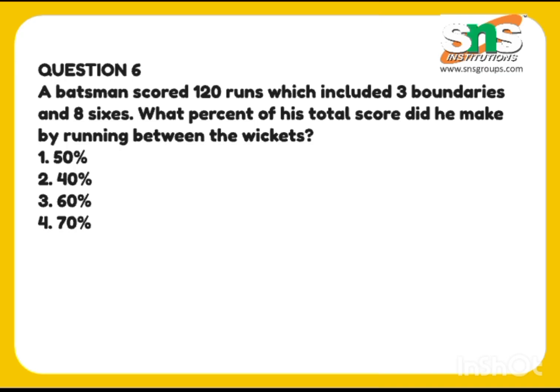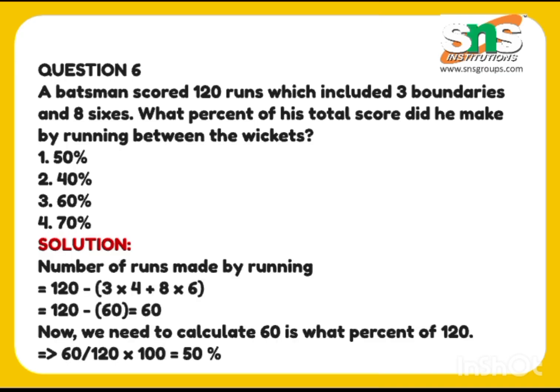So in this question, the batsman has scored 120 runs. He has scored 3 boundaries, that is 3 into 4, and 8 sixes, that is 8 into 6. So that will be equal to 60. From 120, if we subtract 60, his running between the wickets will be equal to 60.